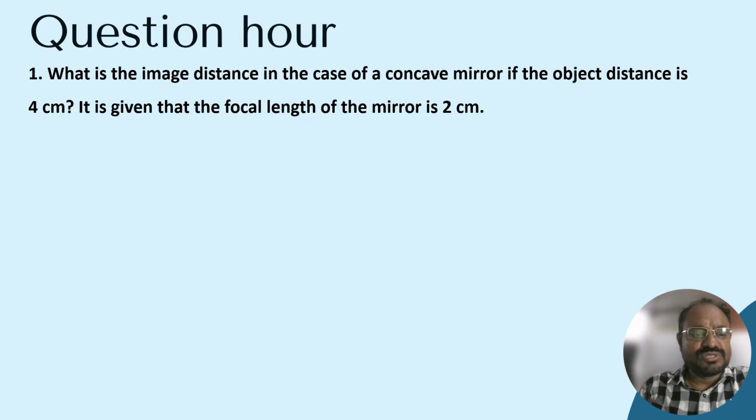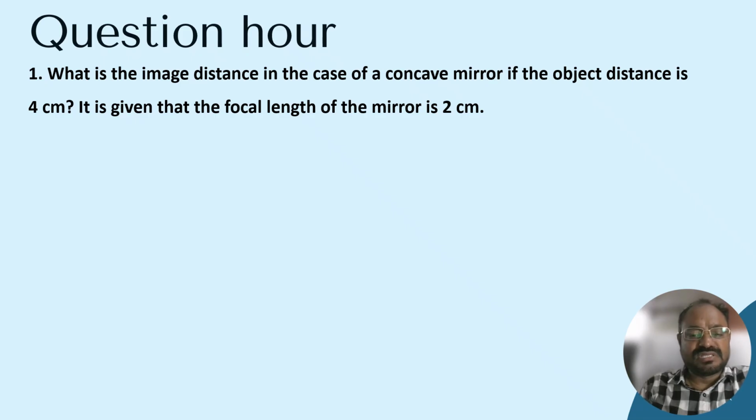Dear students, so far we have seen reflection of light, image formation of a concave mirror and a convex mirror, and we have also seen the sign convention for spherical mirrors. Now let us do some problems which might be useful for examination and also to test your understanding. Let me first go to the question hour. The first question: what is the image distance in the case of a concave mirror if the object distance is 4 centimeter? It is given that the focal length of the mirror is 2 centimeter.